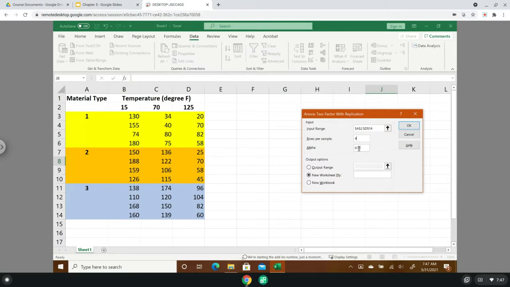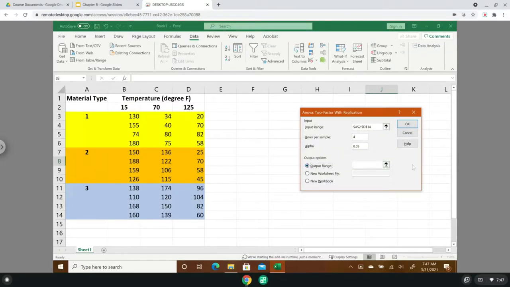That's the value we mostly use, right? 95% confidence or 5% alpha level. So I want to keep that same default. Then let's see where we want to put our output, where we want to display our ANOVA output.